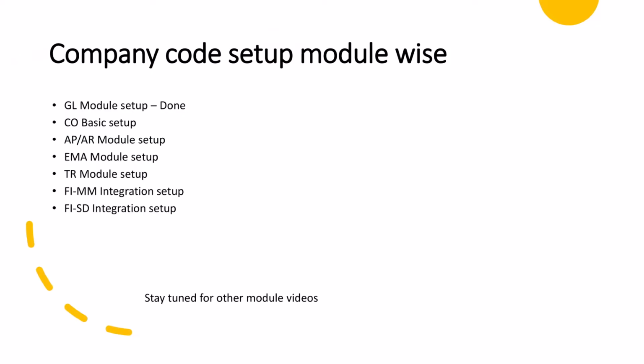Except if you don't have document splitting and all these things activated. This is generally a kind of problem that everyone faces in the test server. Okay, so here we did GL configuration as a starting point, and with this config you can use this company code for posting documents and expanding it into other submodules and for integration purposes, right? So in our next videos we will be covering the other submodules listed here, as you can see.